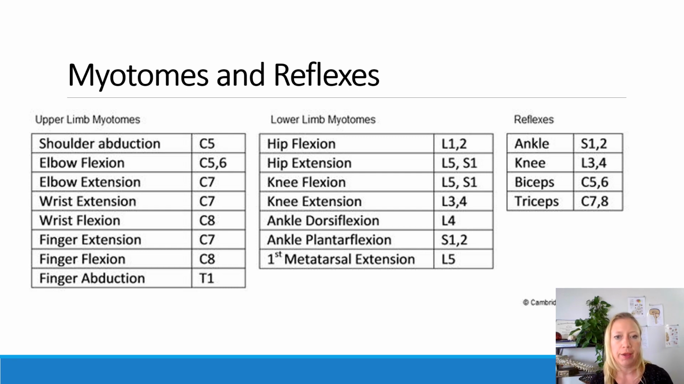L3, L4, dorsiflexion, L4, plantar flexion. I always have dorsiflexion memorized as L5, so go for L4, L5. And then ankle plantar flexion, S1, S2. And then first metatarsal extension, L5. Reflexes, ankle reflex, we haven't gotten into that, but it's on the same chart here. So S1, S2, knee is L3, L4, bicep, C5, C6, and then tricep, C7, C8.